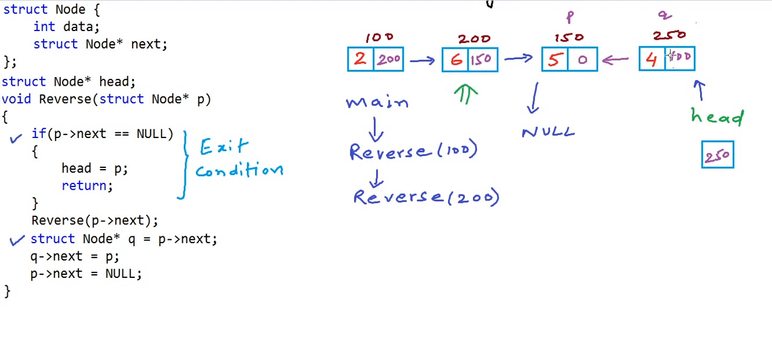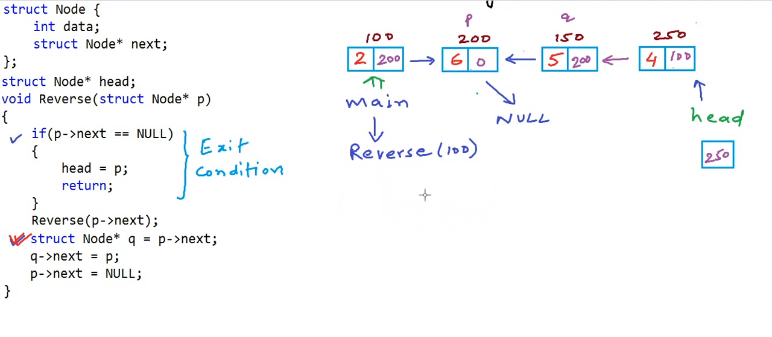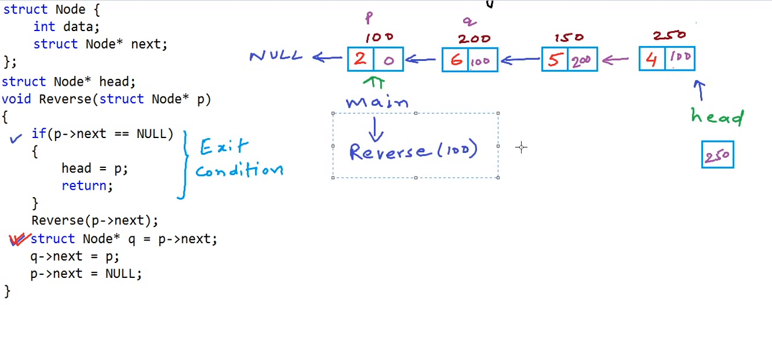As you can see, head is 250, so from 250 we will go to 150, and from 150 we are going to null. So till 150 we have a reversed list. This is how things will look when the call to reverse 200 finishes. Till 200 we have a reversed list, and once again we come to the execution of reverse 100, and this is how things will look finally when reverse 100 finishes and we return back to the main function.